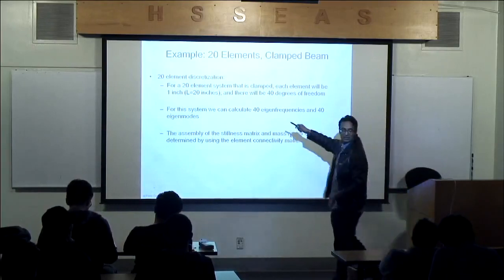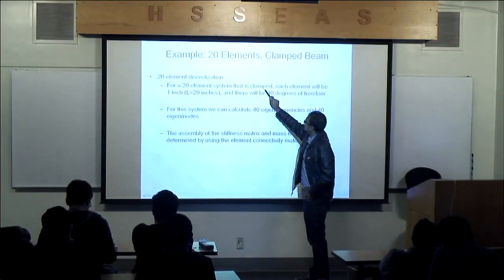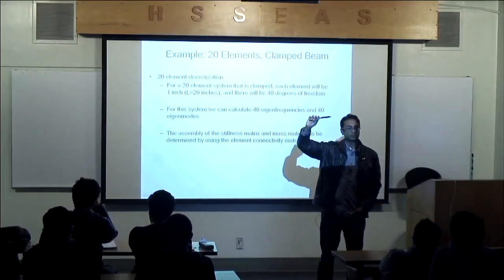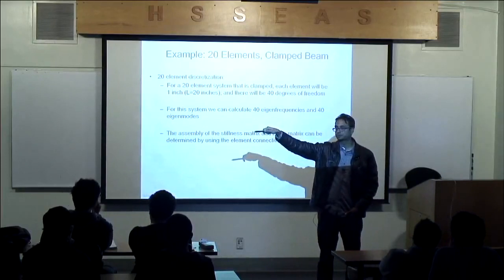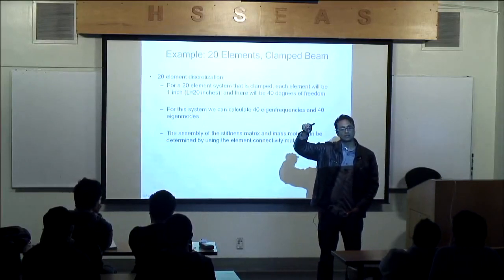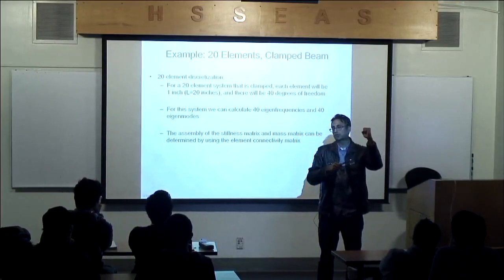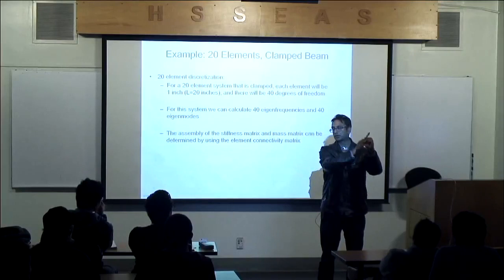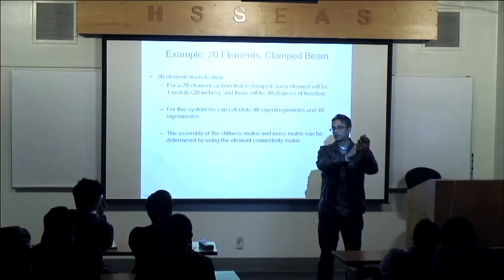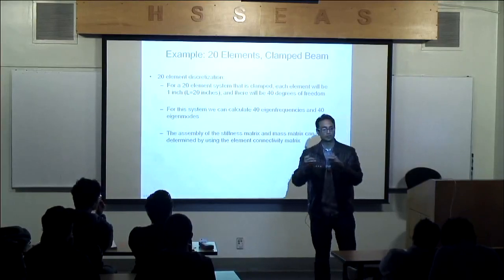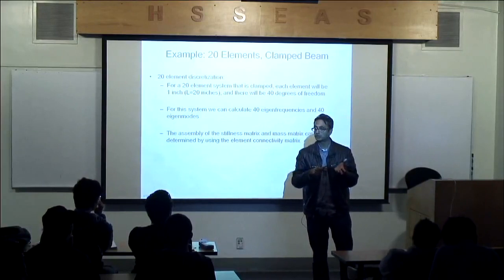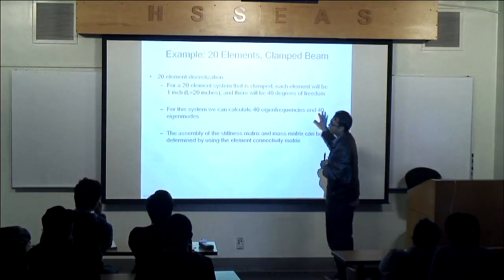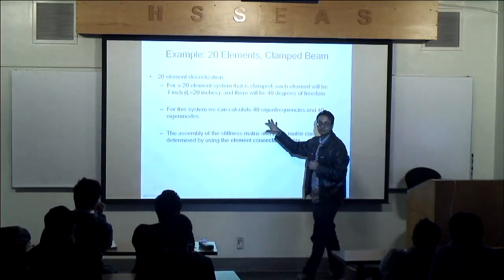So for a 20 element system that is clamped, how many degrees of freedom do I have? 42. 42 degrees of freedom. And then two of them at the beginning, node number 1, let's call it. Node number 1 is to the very left, let's say. So I have 2 degrees of freedom that are fixed. So therefore, instead of 42, I have 40. You agree? Degrees of freedom. So I should have 40 eigenfrequencies and 40 eigenmodes in this scenario.